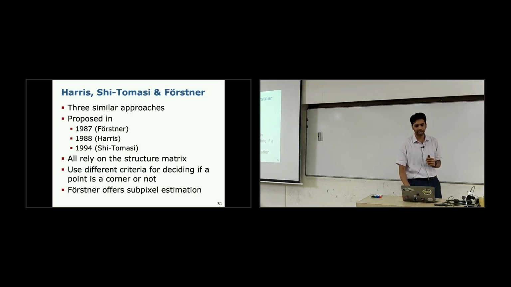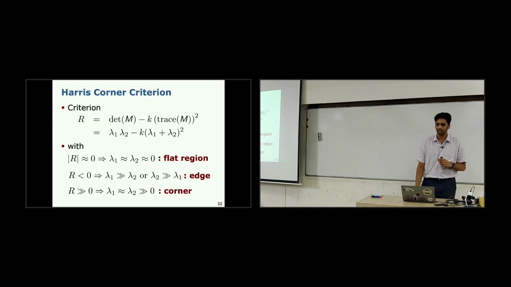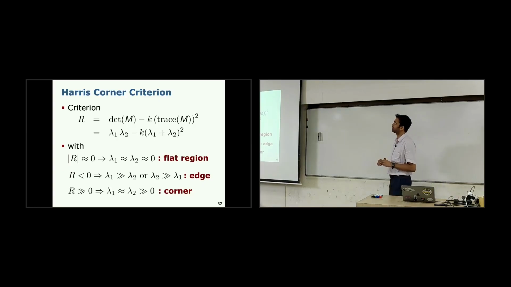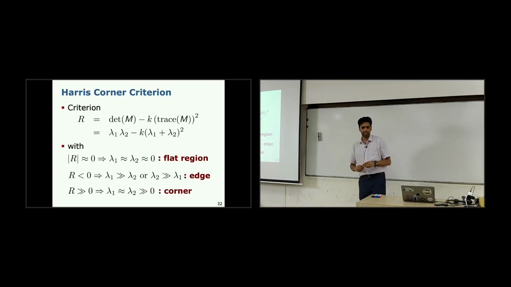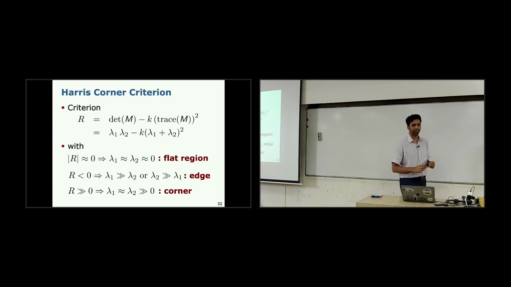So it's a little bit more accurate, which comes at the cost of more computation, but it's a little bit more accurate. So first we'll look at the Harris detector, which is probably one of the most popular corner detectors that are there.